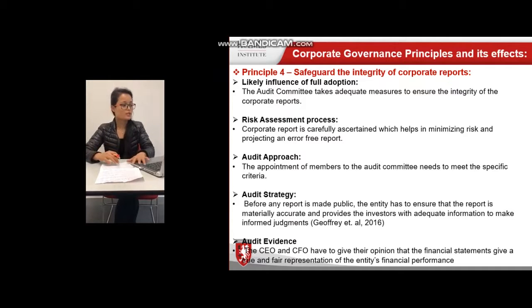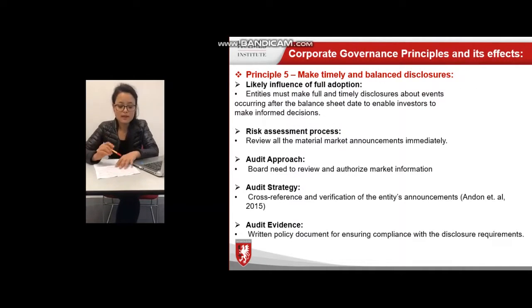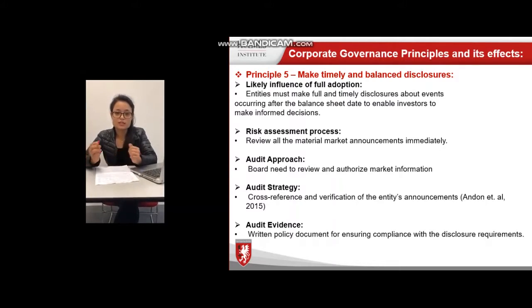Moving on next to Principle 5. Principle 5 is make timely and balanced disclosure. It states that as shareholders are diverse, it is necessary to meet their interest, and for that it is necessary to make full, timely and balanced disclosure. Adoption of the principle leads entities to make full and timely disclosures about all the information required for the investor to make informed decisions. In the risk assessment process, it reviews all the material market announcements immediately after they have been made to sense the quality of information being spread.